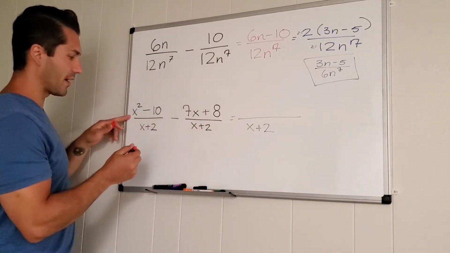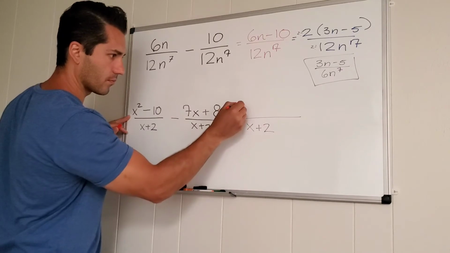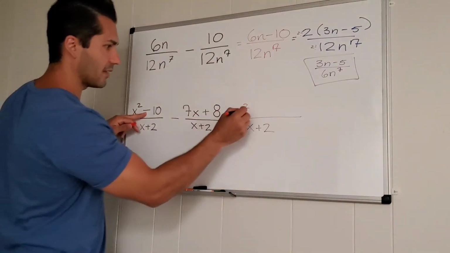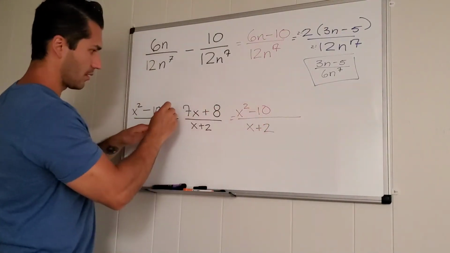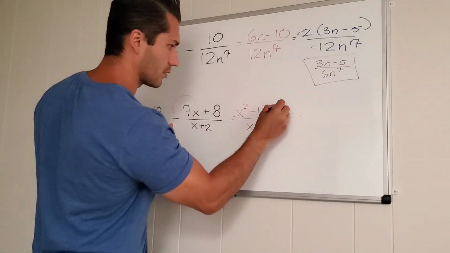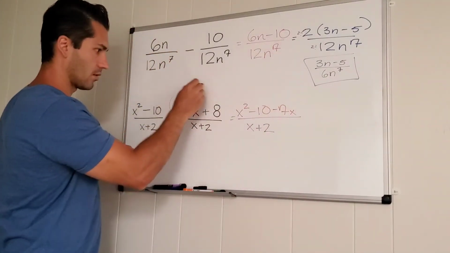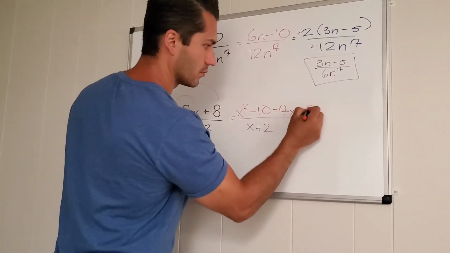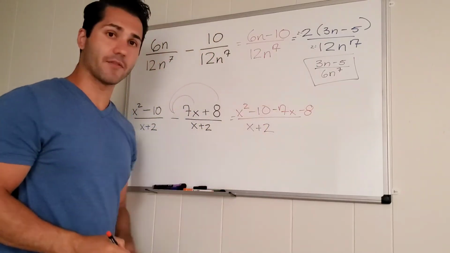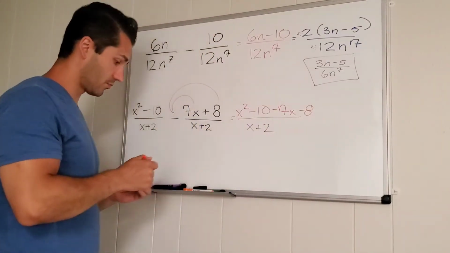So I'm going to rewrite everything. X squared, minus 10, negative 7x, negative 8. Once again, if you don't like that 7, too bad.